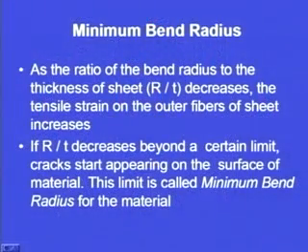Whenever this R by t ratio decreases beyond a certain limit, cracks start appearing on the surface of the material. This limit of the bend radius, that is the R by t value, is called the minimum bend radius of the material. So, the particular point at which the cracks start to appear on the surface is called the minimum bend radius.